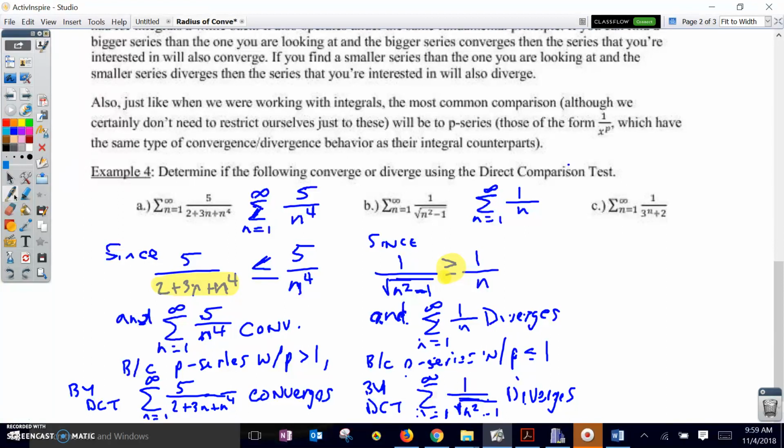And in part C, we're going to compare this to 1 over 3 to the n, which finally is not a p-series that we're comparing to.